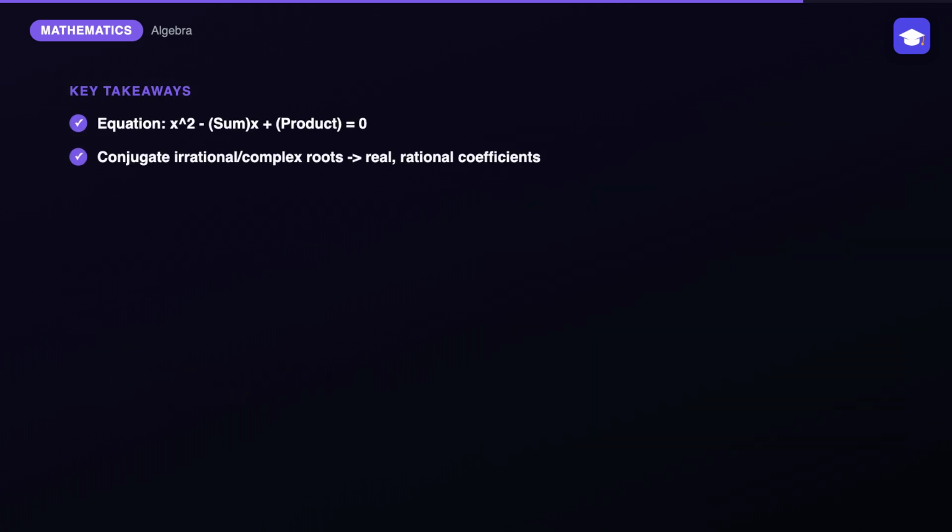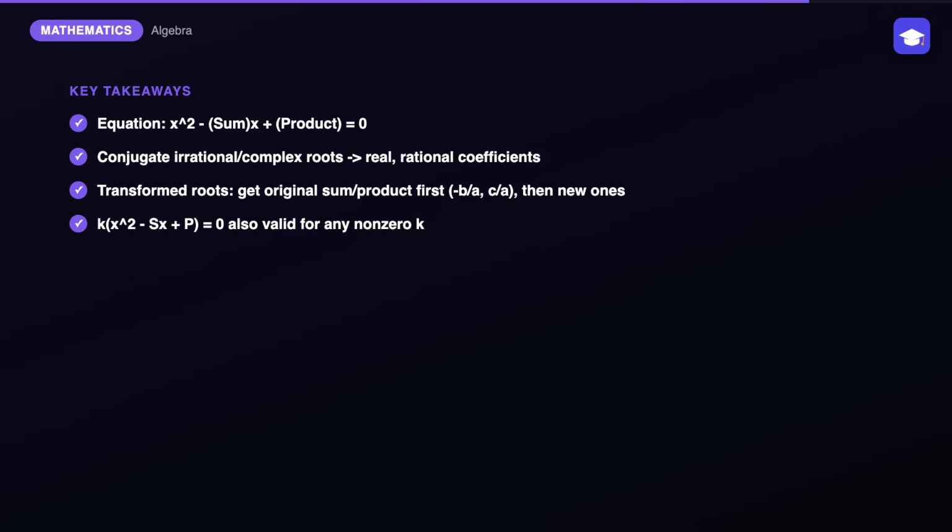Let's recap. To form a quadratic equation from its roots, use x squared minus the sum x plus the product of the roots equals 0, derived directly from factoring (x minus alpha) times (x minus beta). Conjugate irrational or complex roots always produce real, rational coefficients, since the irrational or imaginary parts cancel in the sum and product. For transformed root problems, always find the original sum and product first, then compute the new ones for the transformed roots before substituting.